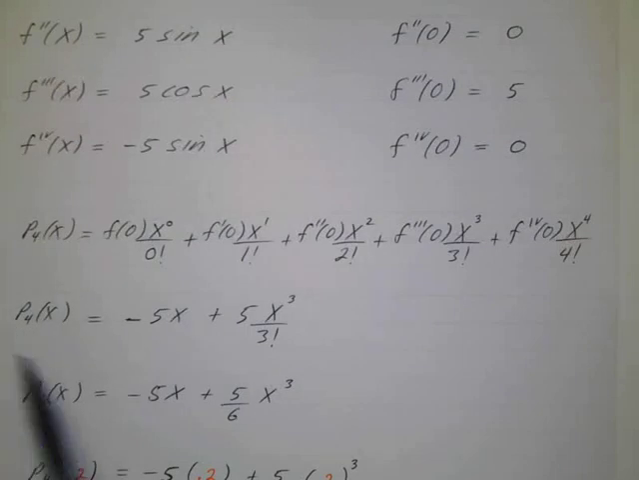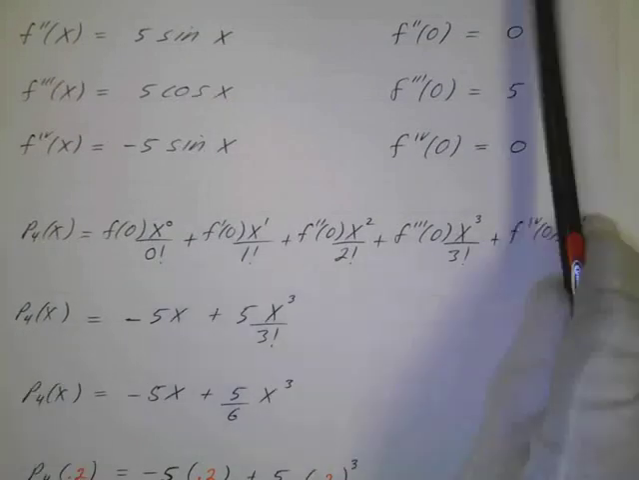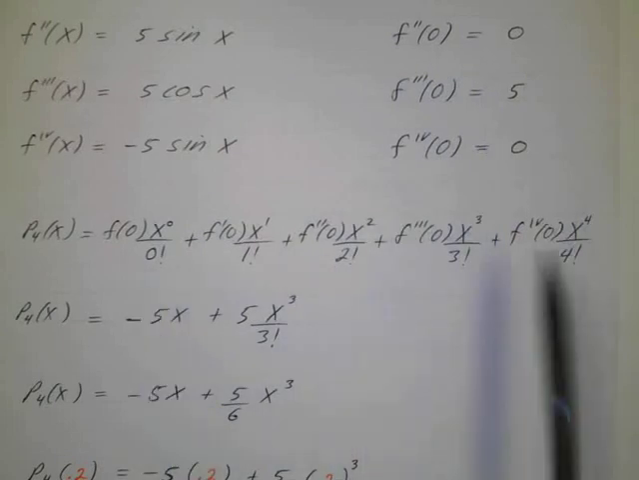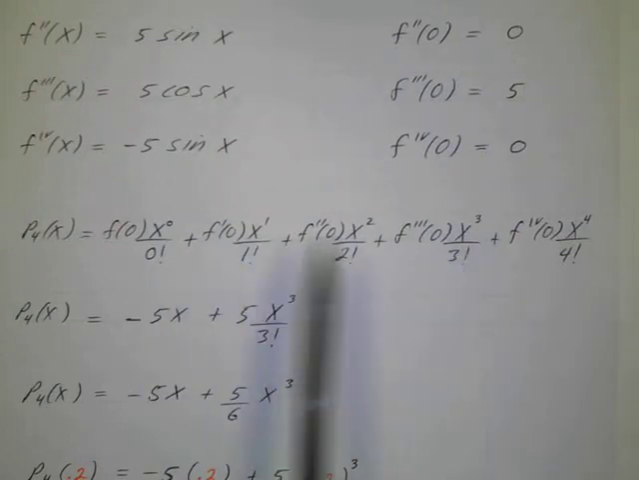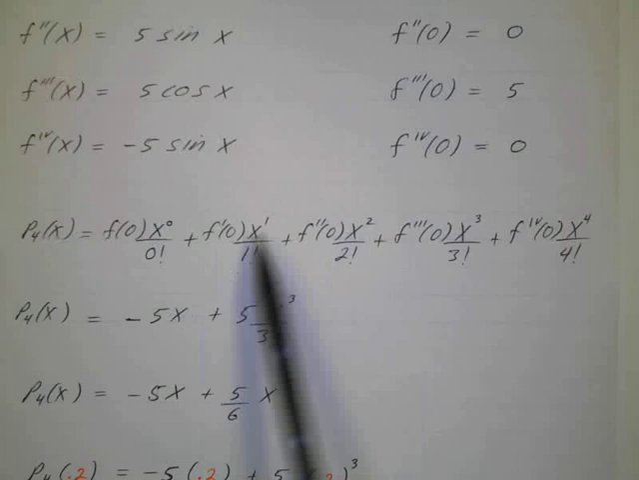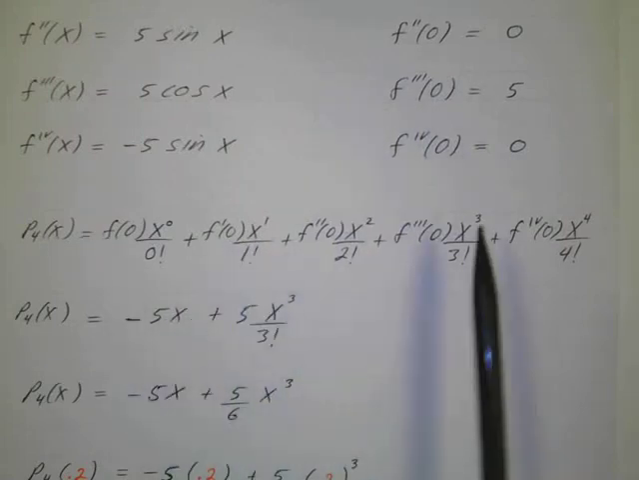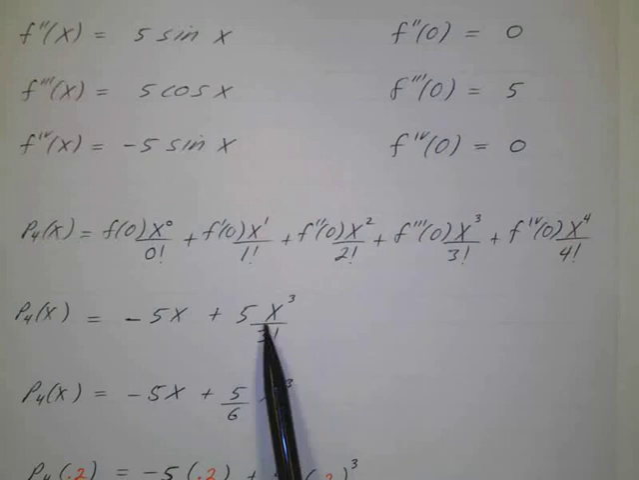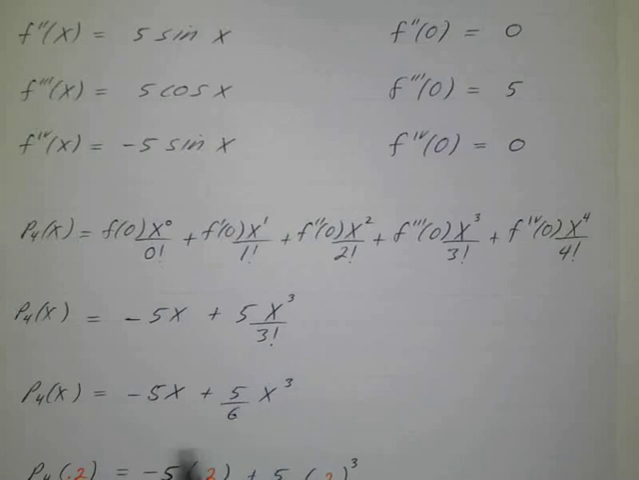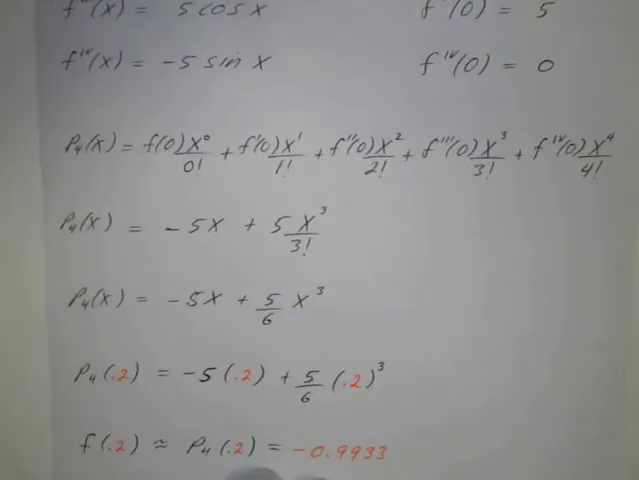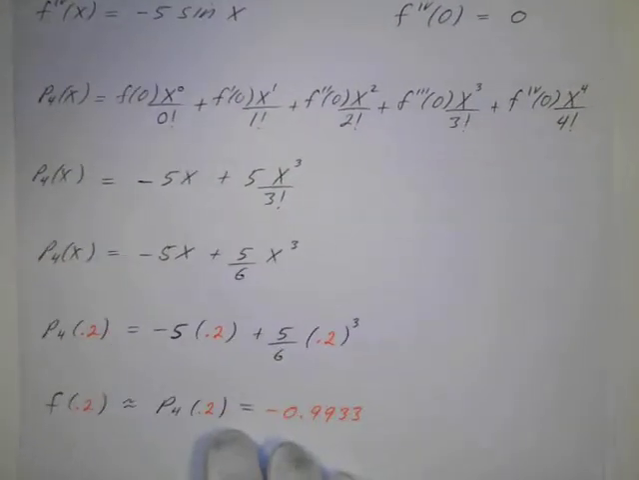Okay, then we have P of 4. Again, the first, third, and fifth terms go away, so I just have these two terms. The first derivative was negative 5, and this was x. The third derivative was 5, and that's x cubed over 3 factorial. We can work it out. That's 6, so that's 5 over 6, x cubed. And this is negative 5x, and I just evaluated those at 0.2, and this is what I got.